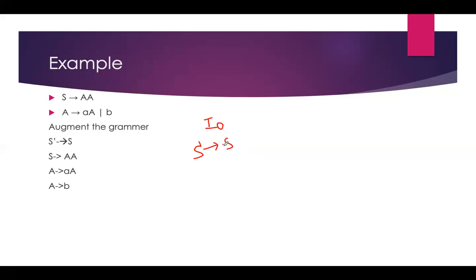After the dot, we got a non-terminal. So what are the production rules of S? We need to include those rules also. What is the production rule of S? S tends to AA. So this we need to include, S tends to with the dot, starting with A. Okay, we are including that.